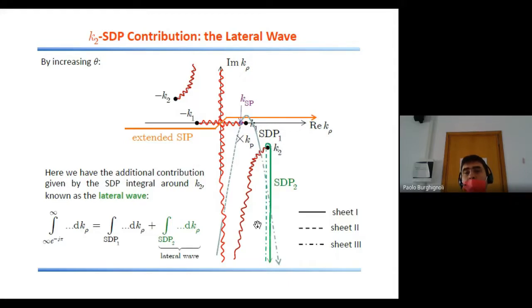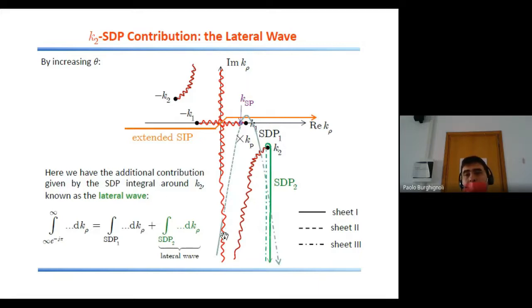So we will need to introduce an additional integral along the steepest descent path, which is vertical, that goes through the K2 wave number. So in addition to the integral along the gray steepest descent path, we will also have the contribution of this green contour, which is a second steepest descent path. This latter contribution is by definition what is known as the lateral wave. And in the next lesson, we will see more precisely what this lateral wave means in physical terms.